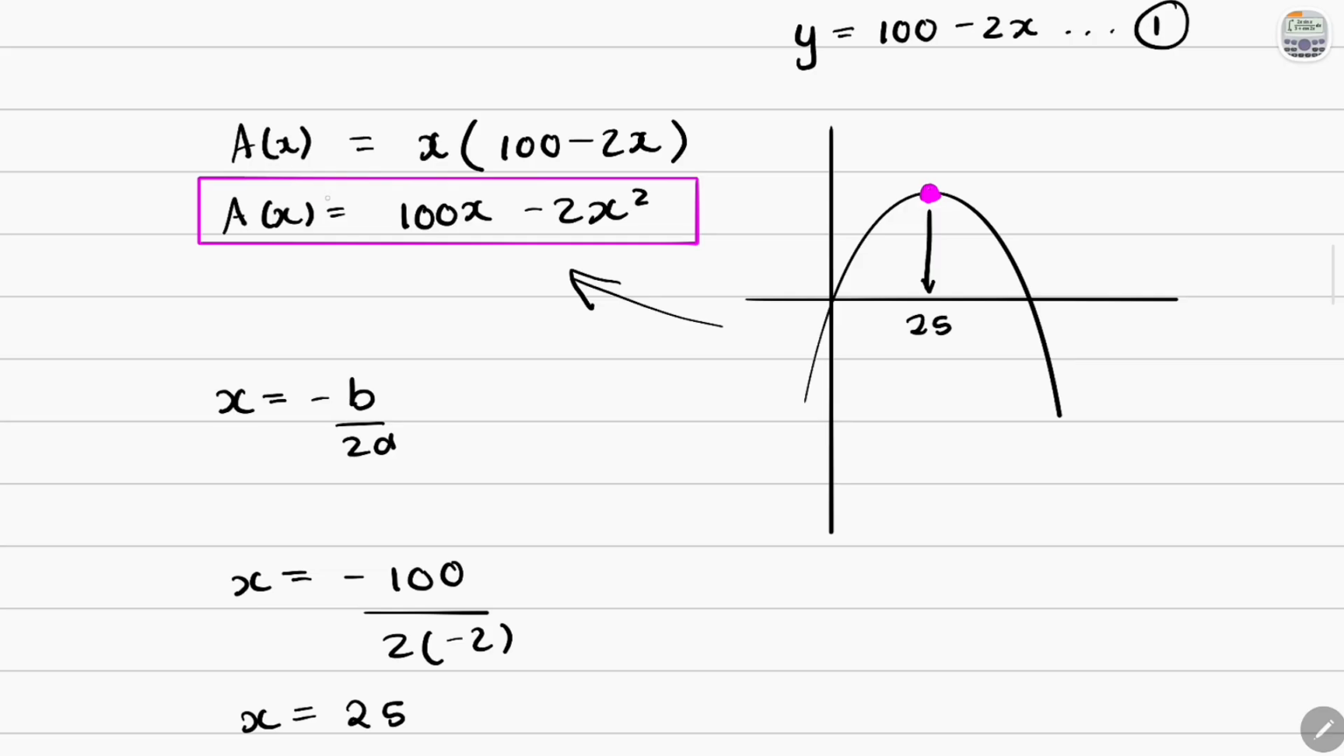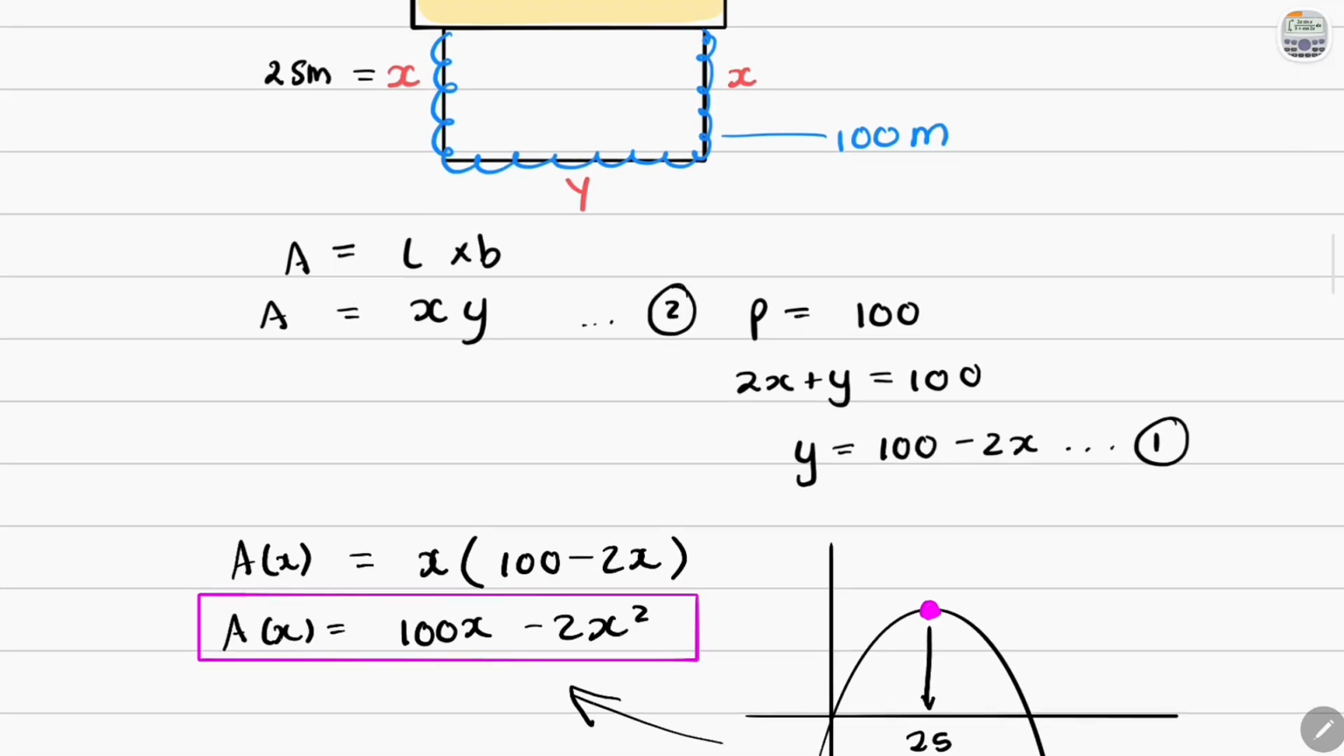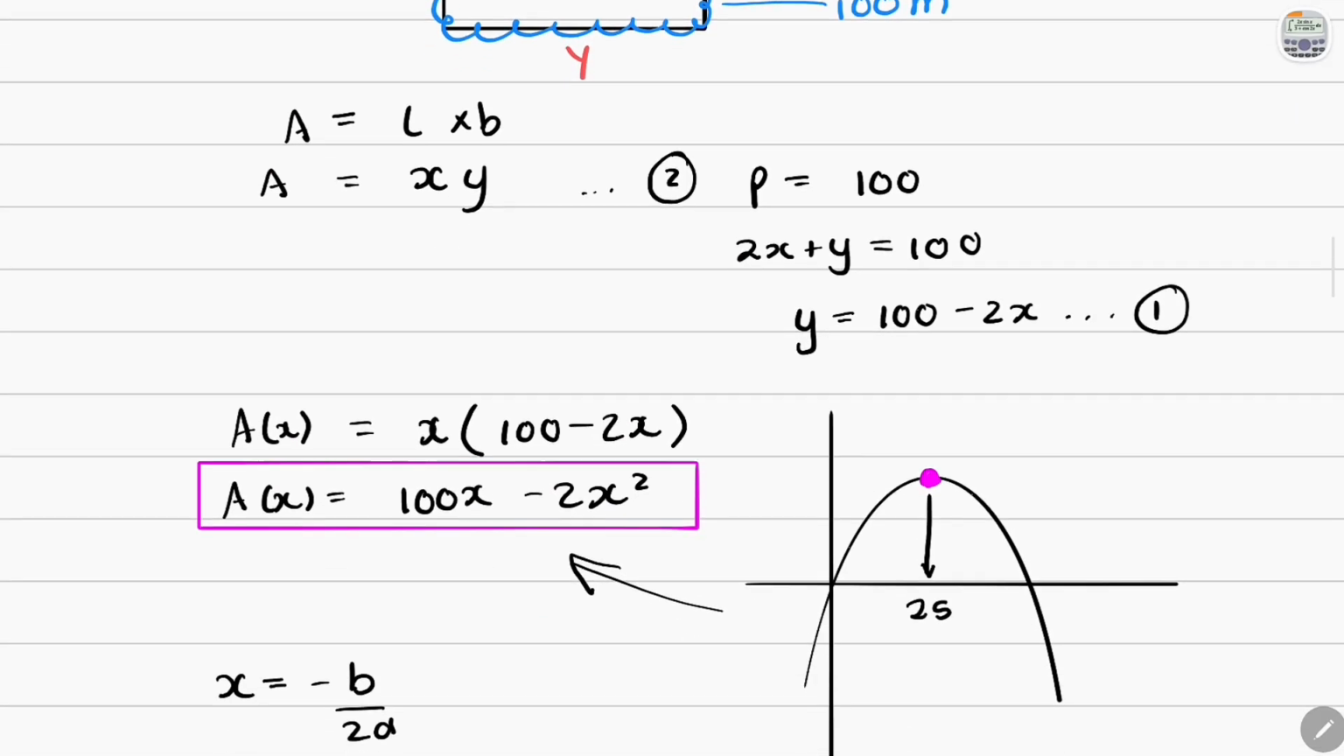What I'm going to find is the maximum area of the shape. They didn't ask for the maximum area. They only asked for the dimensions, so x and y. So how do you find y if you have x? Well, go to an equation where you saw y was equal to, and that was in equation number 1.